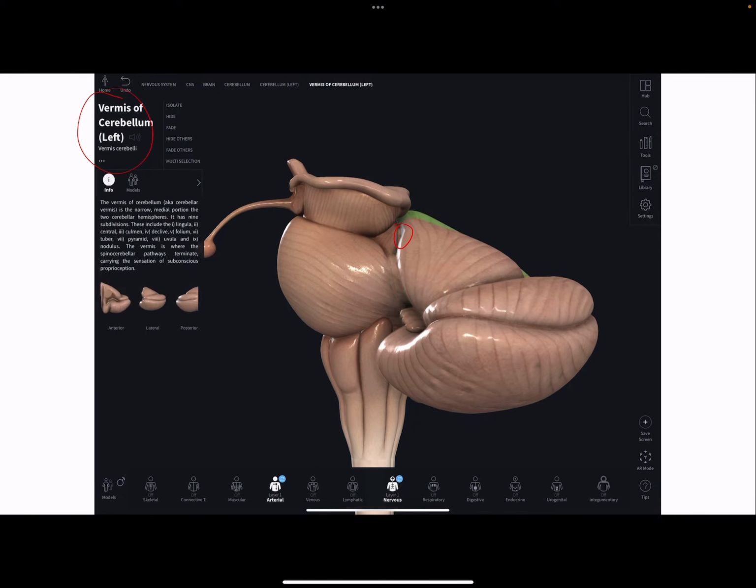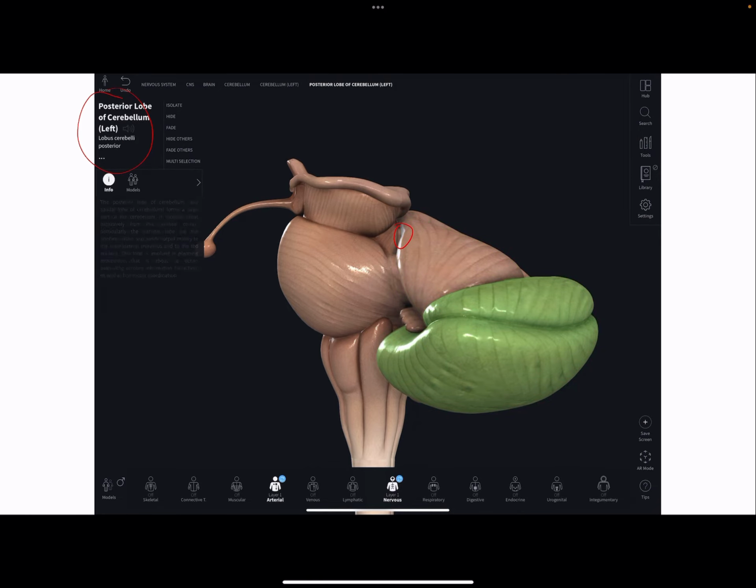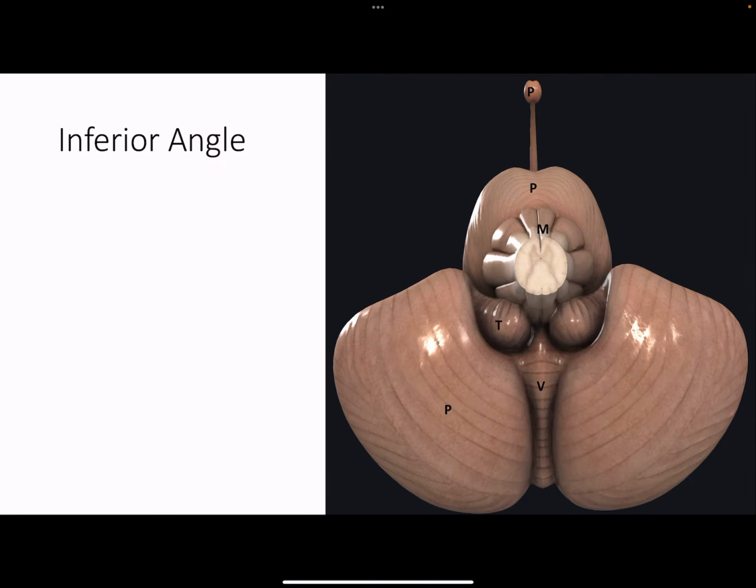There's the vermis in the midline. There's the anterior lobe. And then there's the posterior lobe. And there's the flocculonodular lobe. Again, posterior, vermis, tonsils, medulla. We can see all of these nice longitudinal striations. The pons, the big fat pons. Sounds like a nickname for your, if you got a big pot belly, you got your pons. And it's kind of sticking out like that.